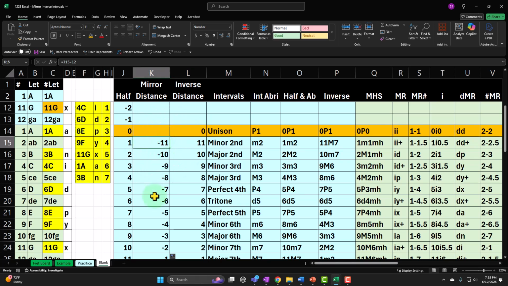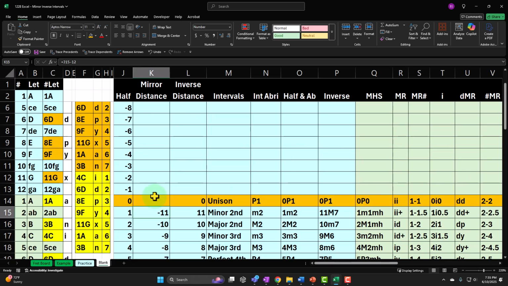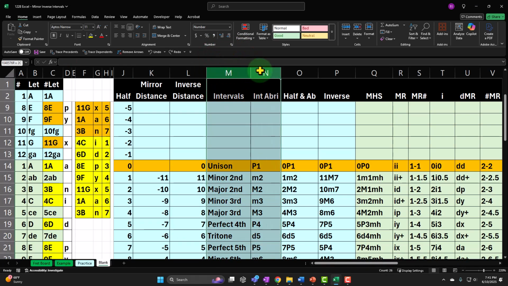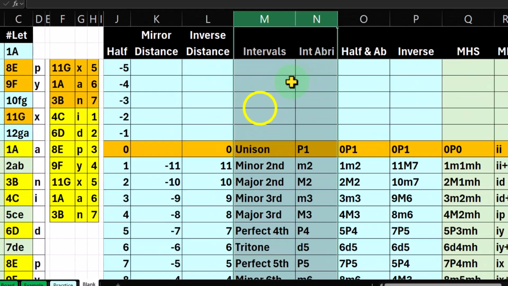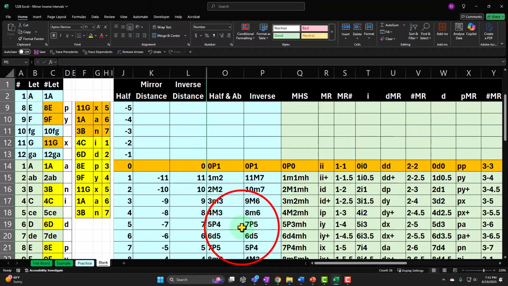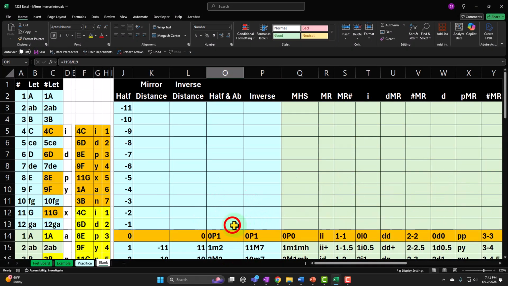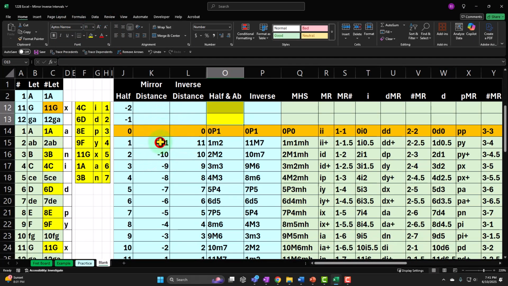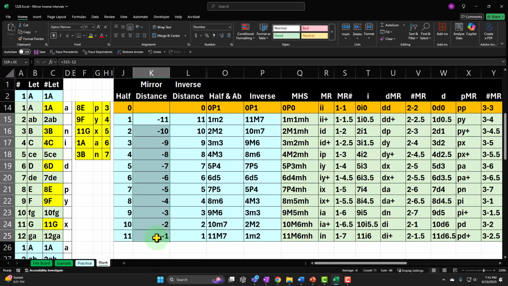Here I'm saying we're actually going in a negative distance. All right, let's clean this up to make it a little bit easier to see. I'm going to hide columns M and N, intervals, and the abbreviation. Right click and hide. And then our point of focus is going to be on this column as we go counterclockwise around the circle, and on this column, which we'll talk about more later. So I'm going to make those yellow.